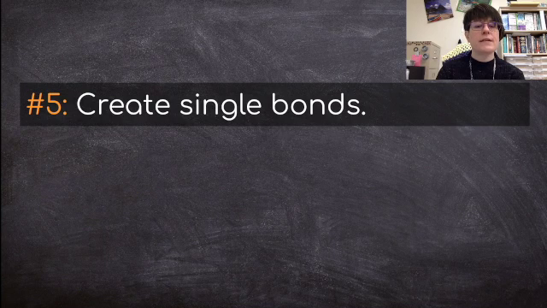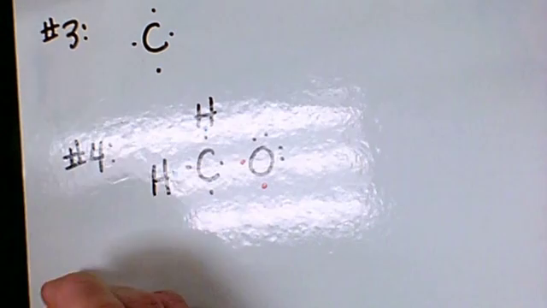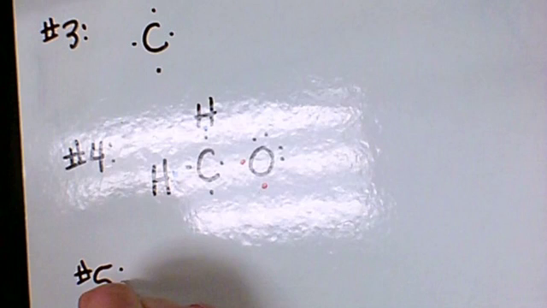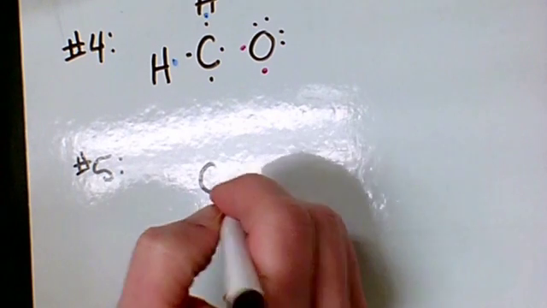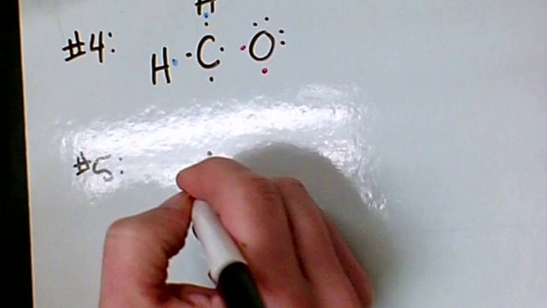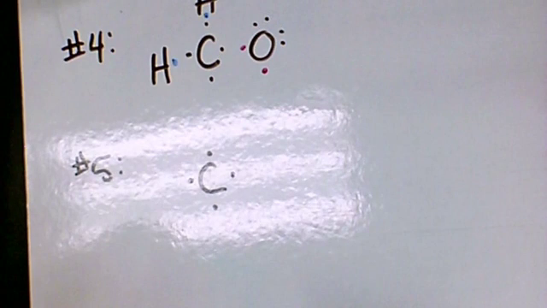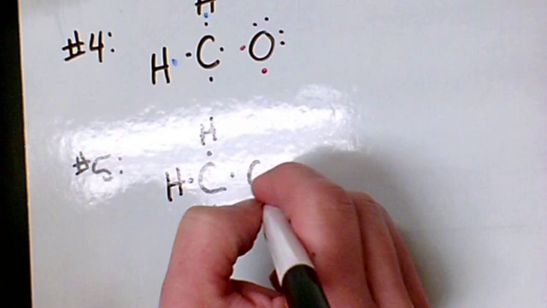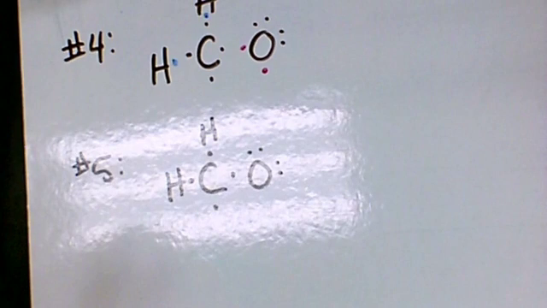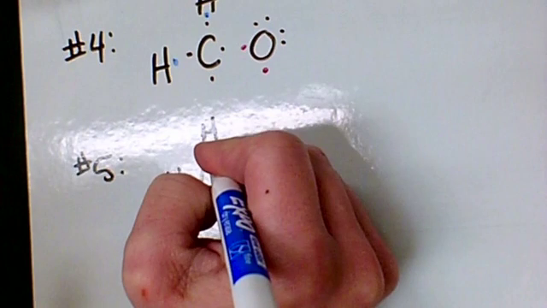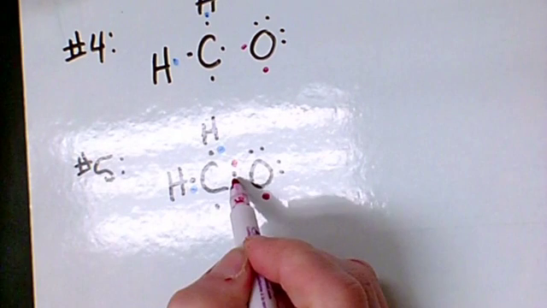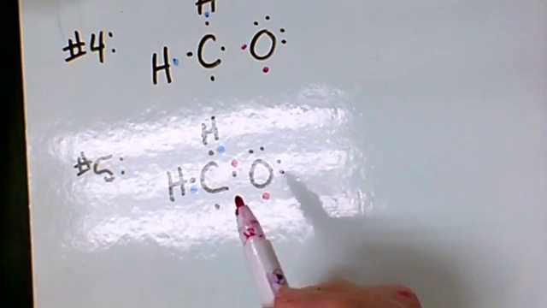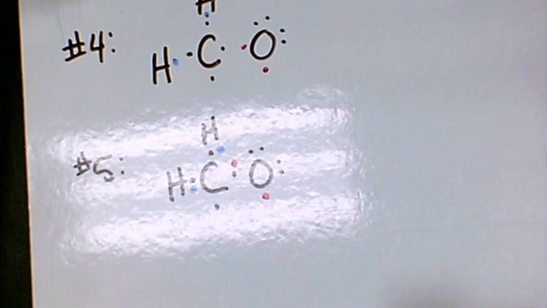Fifth, we create single bonds. Step number 5 is to create single bonds. So if we take a look at our picture there, I'm going to then take my carbon, my hydrogens, and my oxygen, and I'm going to line up those electrons so that they form bonding pairs. And so I have 3 single bonds there. But I have another lone pair there.